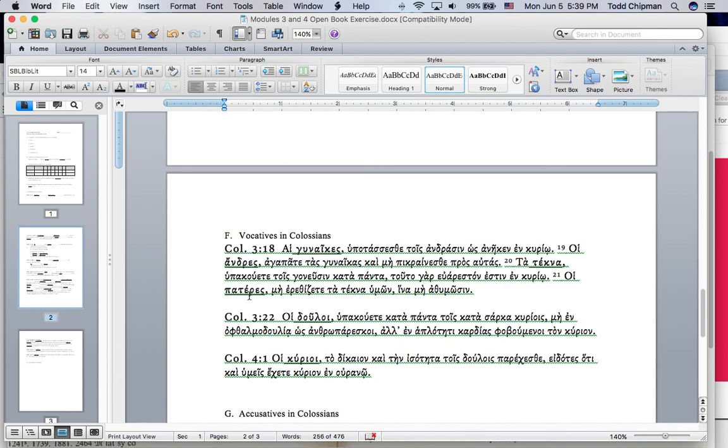So we don't want to split hairs with the plurals. Is this a nominative of address or is it a vocative? Just understand that group is being designated as those addressed. They are sort of in the seat. Could be a hot seat, could be a seat of appreciation. But either way, they are being addressed. Nominatives and vocatives in Colossians there.